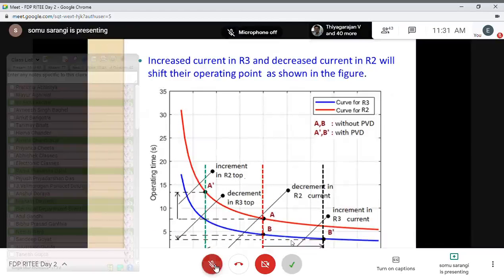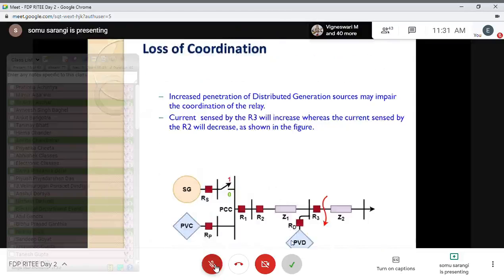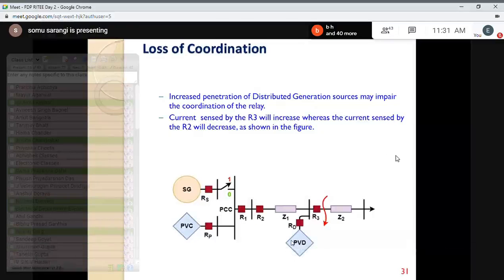Okay. So let me go to the figure we are having. This is the figure which is simulated. So we have a PV source which is connected to the bus nearby the R3. So earlier, let us consider this PV source is not connected. So fault current is contributed from the synchronous generator. So if the fault current is contributed from the synchronous generator, then first this R3 should operate for a fault in the line Z2. And if the R3 is not operating, with a time delay, this R2 should operate.